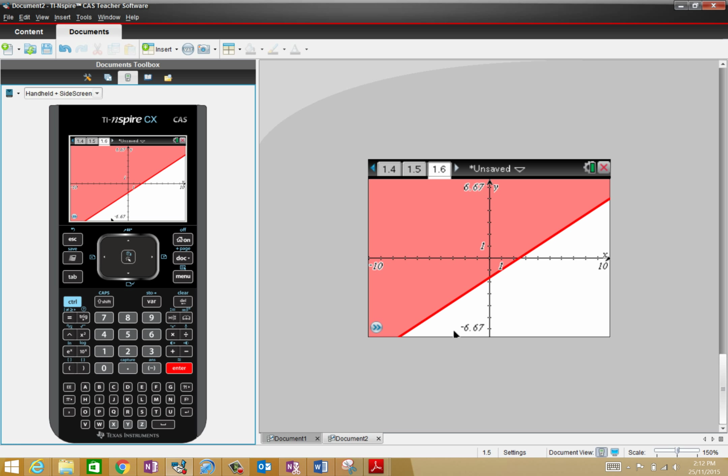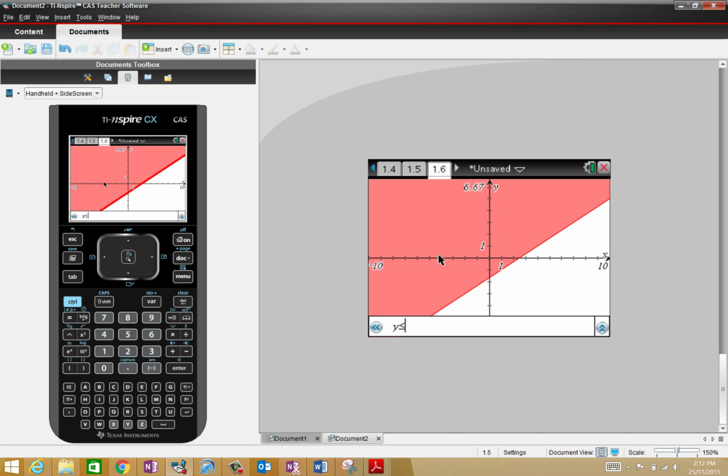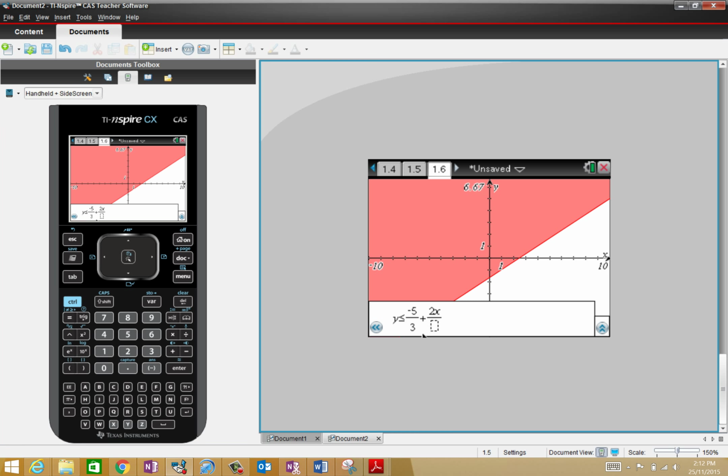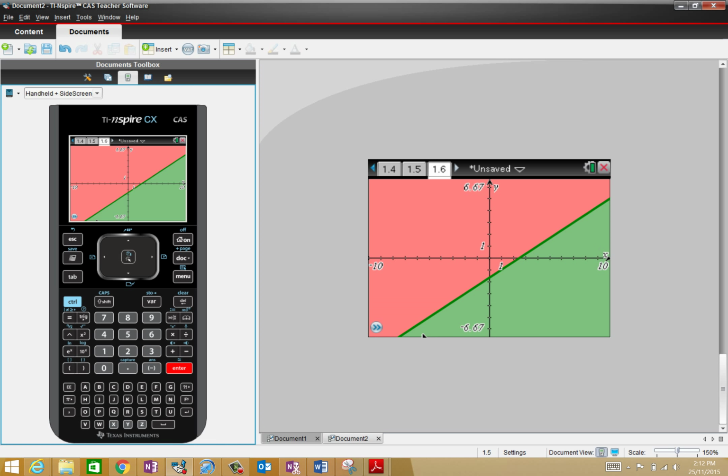If I was to press tab, I want to sketch the region below, and the region below is also going to be coloured in. So negative 5 over 3, and then we've got plus control that 2x over 3, and we are going to get the region below, which is the green one. So we're after the green one. So you've got to then decide, is it above or below? Is it inclusive? Is it non-inclusive? Did you have a question?